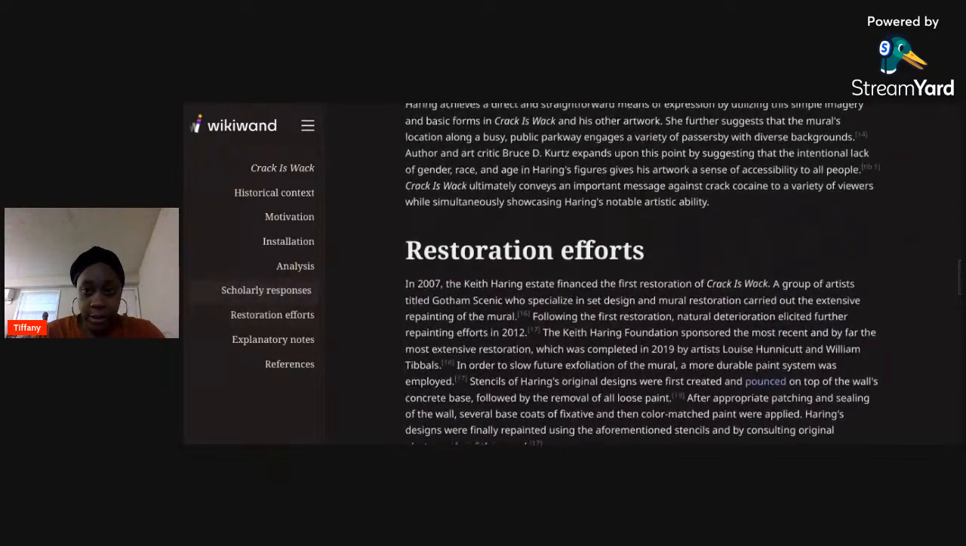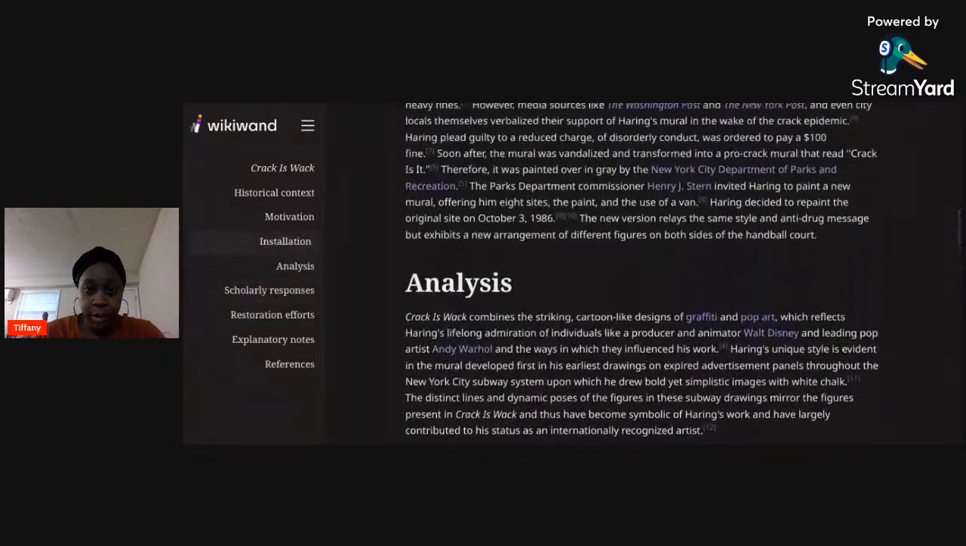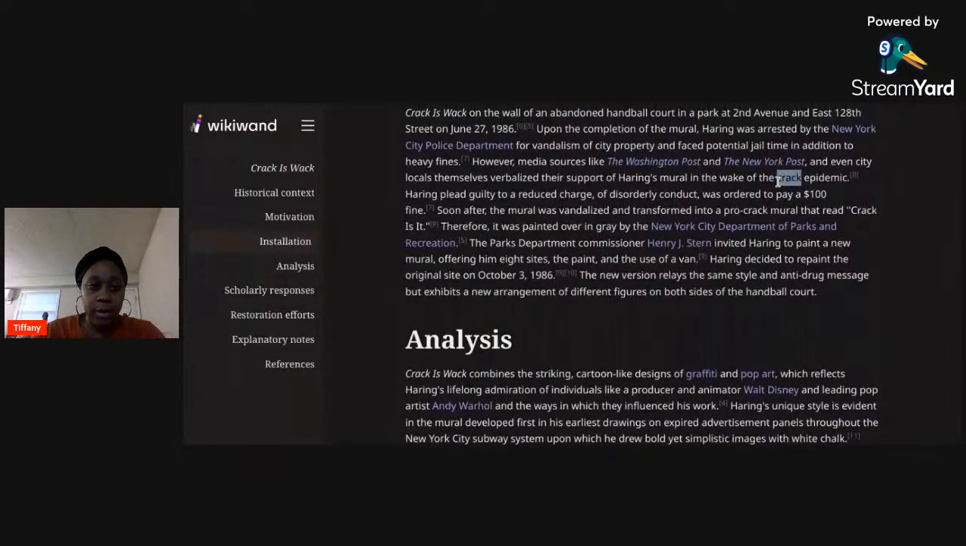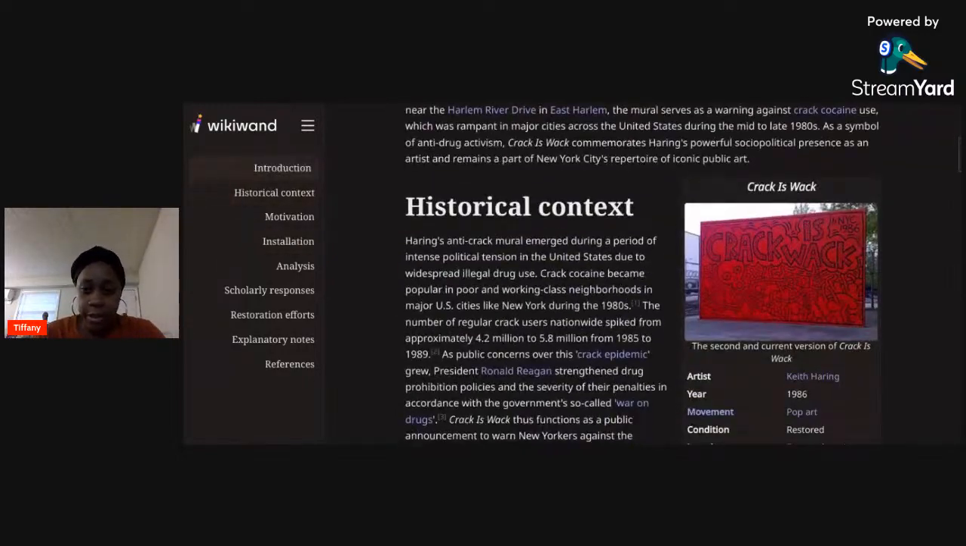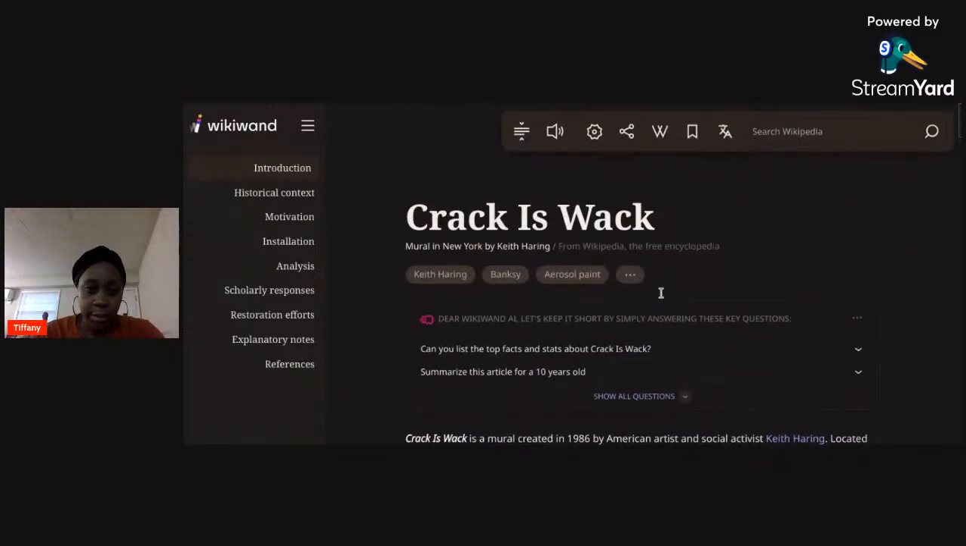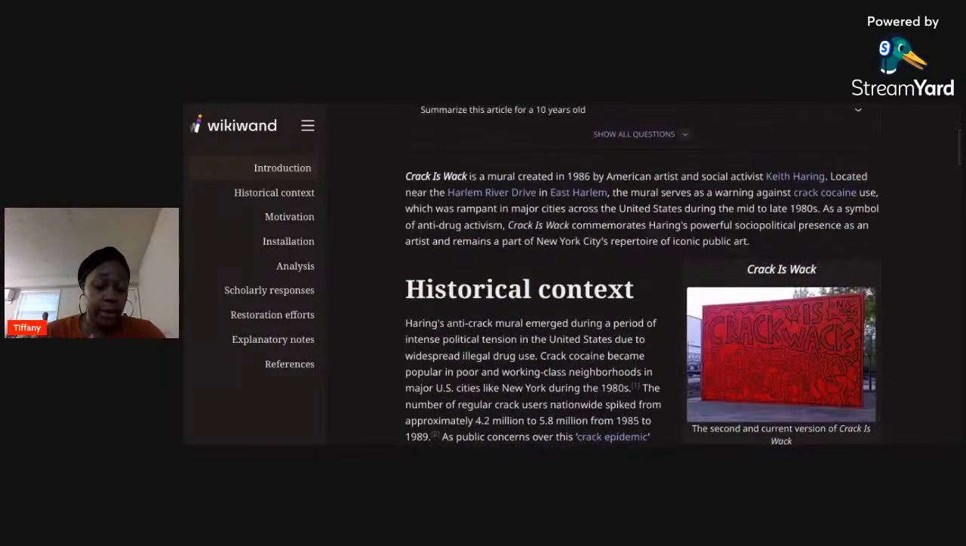But anyways, that's where the whole saying comes from. It came from this man, Keith Haring. Keith Haring was trying to convey a point, basically saying don't do drugs. So instead of saying don't do drugs, he said crack is whack. And he was honoring a friend of his who happened to die from an overdose, and his name was Benny.